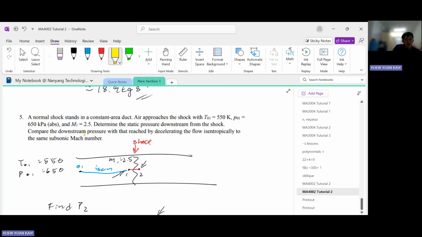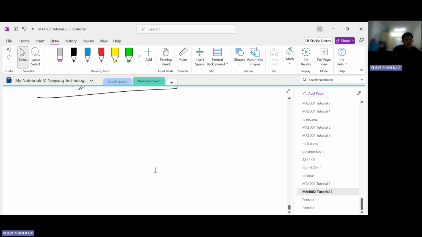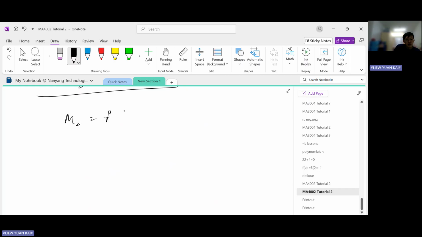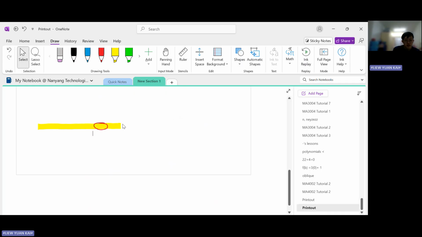Now the second question. The second question says, find the pressure reached by decelerating the flow isentropically to the same subsonic Mach number. So that means we need to find M2 first, in order to have enough information for this question. How do we find M2? It's very simple. M2 is simply a function of M1, and M1 we know is 2.5. And for this you go to the shock table, because remember 1 and 2 are related by a shock.